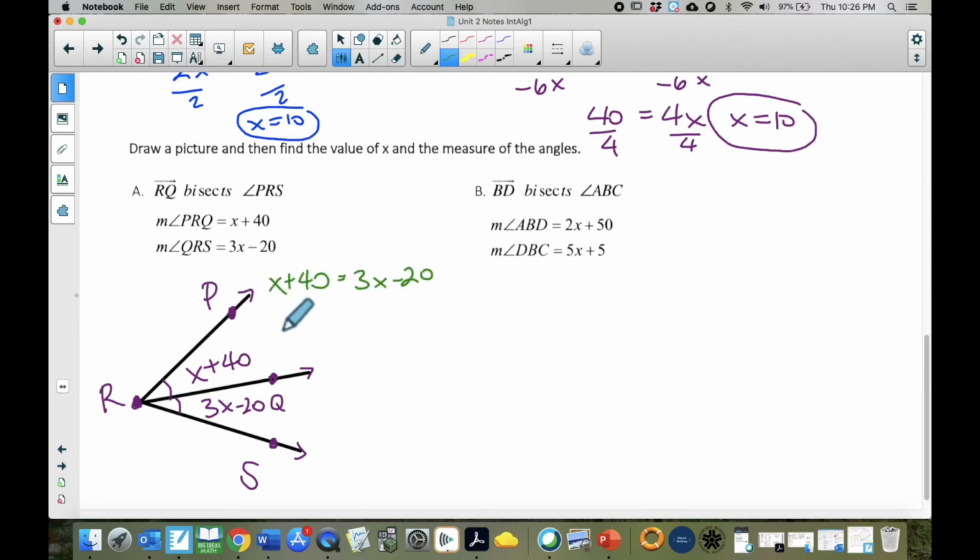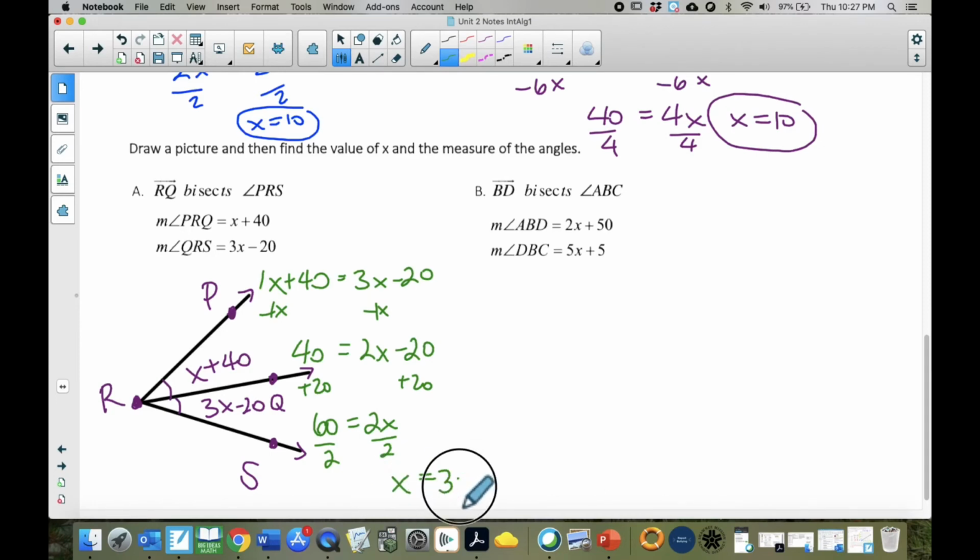All right, so I'm going to try to avoid my negatives again. I'm going to subtract x. Remember, when you subtract x, what you're really doing is subtracting 1x. So this is 3x minus 1x, because sometimes people forget that that 1 is there. All right, so we subtract 1x, and on the left we get a 40. On the right we get a 2x minus 20. I'm solving for x, so I need to add my 20 to both sides. So I get 2x equals 60. I have to divide by 2 to get my x all by itself, and I get x is 30.